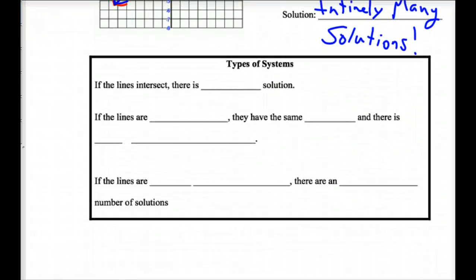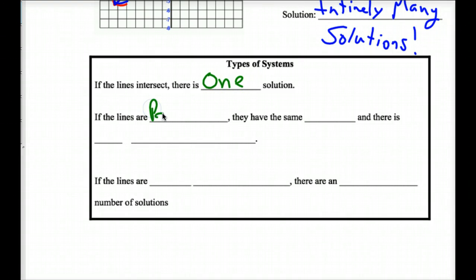If the lines intersect, the types of systems here, there are 3 cases. This, and then this. Those are the 3 things that are going to happen. If the lines intersect, how many solutions are there? Everybody put one finger up in the air. If they intersect, there is 1 solution.